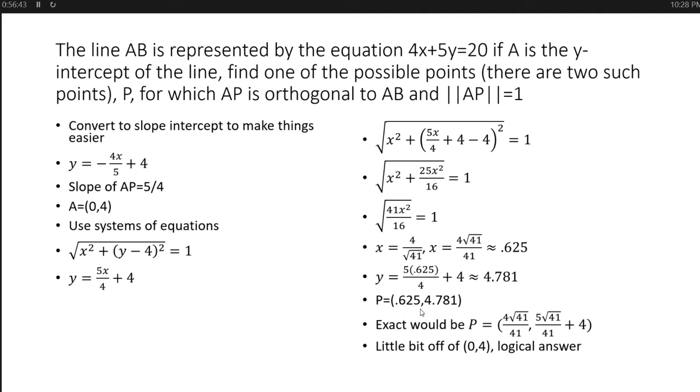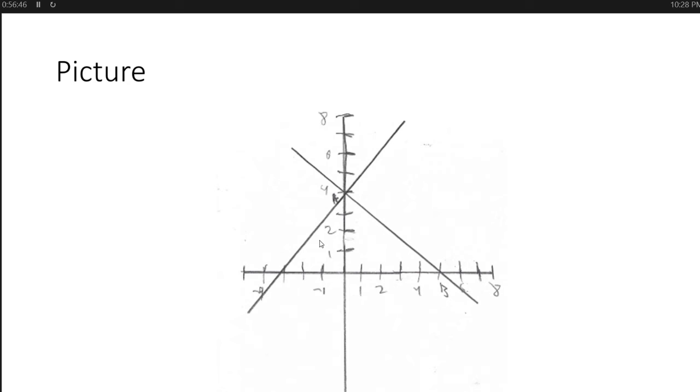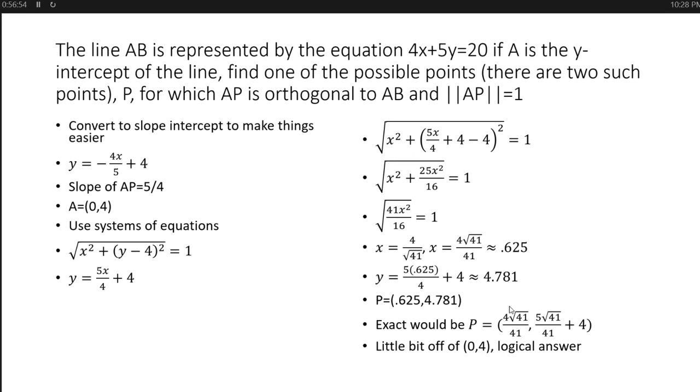If we plug in, this is our point: 0.625, 4.781. That's right about here. That looks like this is going to be too much, that's going to be more than 1. This looks like it'll be right about 1. So this is a logical answer, and this is our exact answer. If you can't use calculators or decimals, this is our exact. It's a little clunky, but it serves.